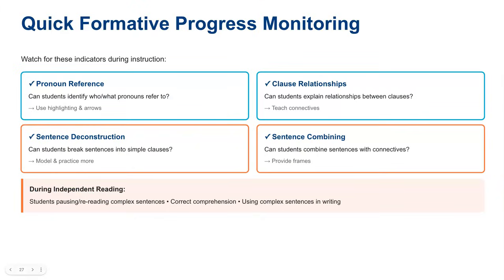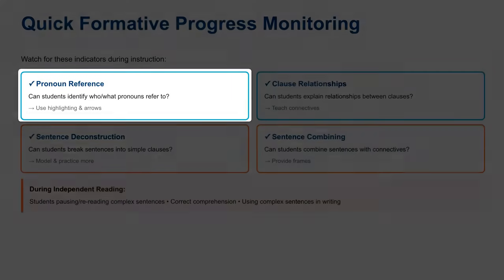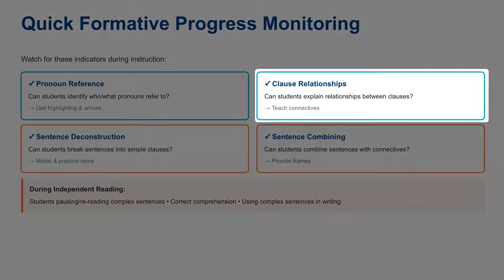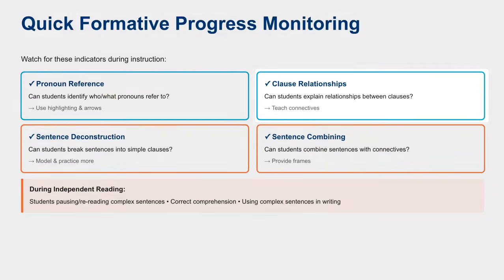So, now that you've started teaching, you might be wondering, how do I know if students are making progress? Here are some simple indicators to watch for during small group instruction. First of all, can students correctly identify who or what the pronoun refers to? If not, use the highlighting and drawing arrows between pronouns and nouns. Can students explain the relationship between clauses? If not, focus explicitly on teaching connectives and their meanings.